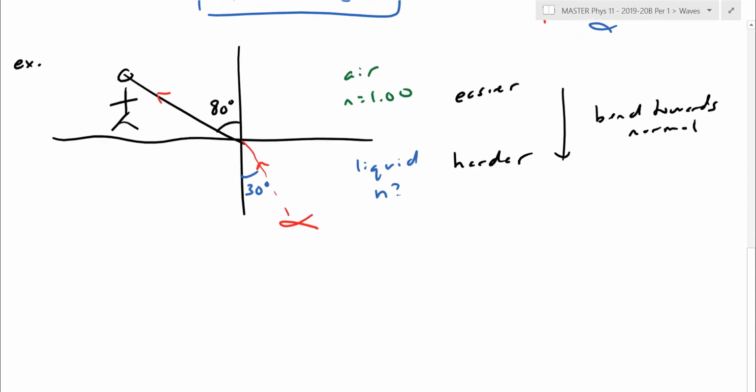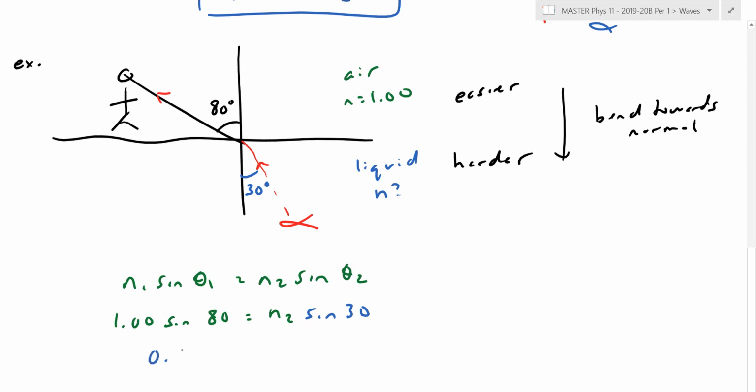This formula here should seem very easy to you. We're just going to use n1 sine theta 1 equals n2 sine theta 2. I'm starting out in the air. This time I'm using 1.00. Sine of 80 that I'm looking at. I don't know what my n2 is, but because I know the angle leaving, I can go sine of 30. It should be fairly easy to calculate here.